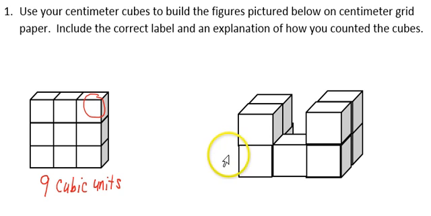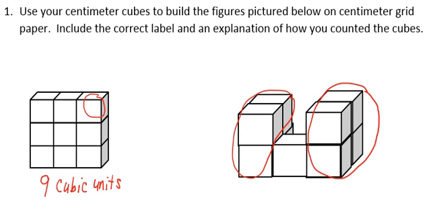For the next picture, I'm looking at 2 sides of the shape. I can see here that there are 4 cubes that make up this part of the shape, and that would mean there's also 4 cubes that make up the other side, and then I have 1 more cube in the middle. So 4 plus 4 plus 1 equals 9. So this shape is also 9 cubic units.